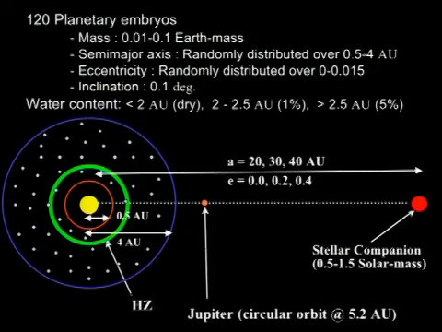And then we assigned some water content to it. We said the ones that are closer than 2 AU, dry, between 2 and 2.5, 1% water, and larger than 2.5, 5% water. And we let the protoplanets interact with one another for different mass and orbital characteristics of this object, and keeping this one right at 5.2 with no eccentricity.